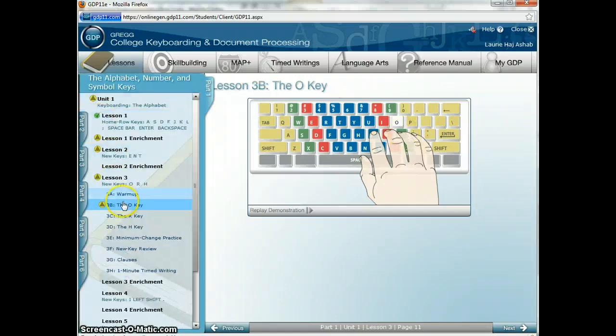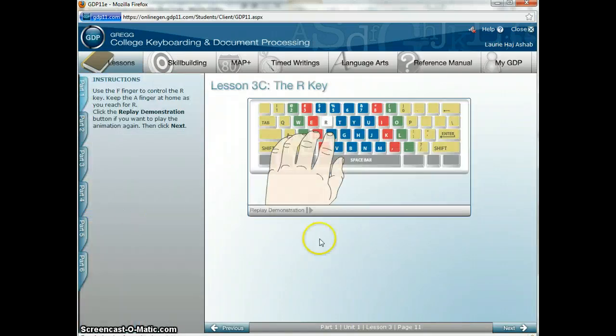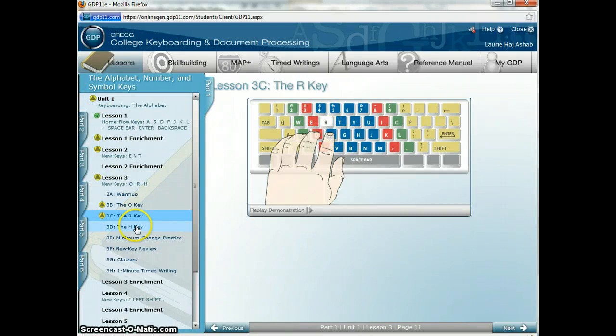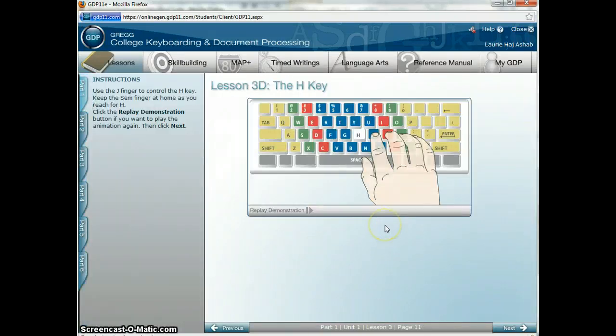And the next section is the R key. For the R key, you're going to be reaching up with your F finger. So it's R, R, go back to the F, R, R. The next new key is the H key. The H key, you're going to be reaching to the left with your J finger. So it's H, go back to the J, H, H, H.